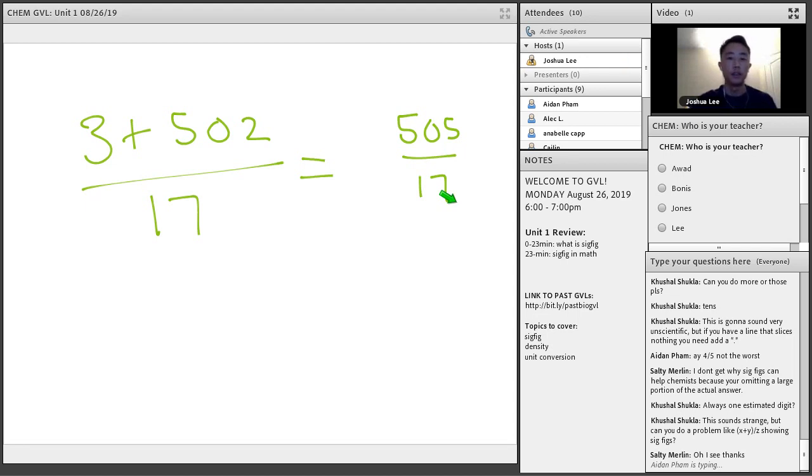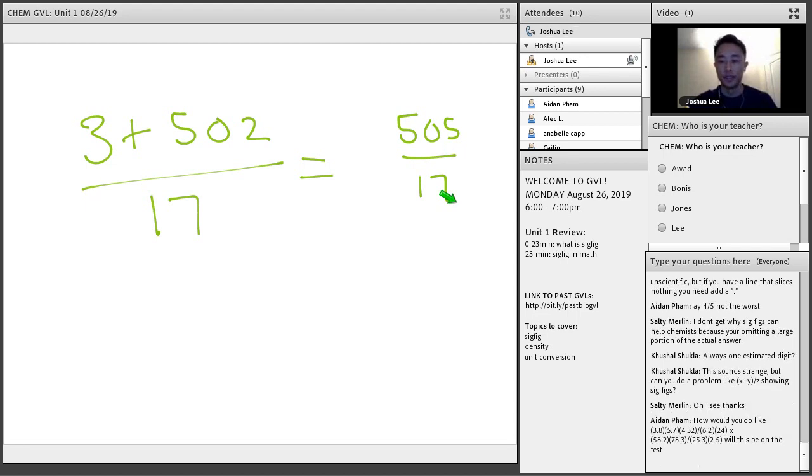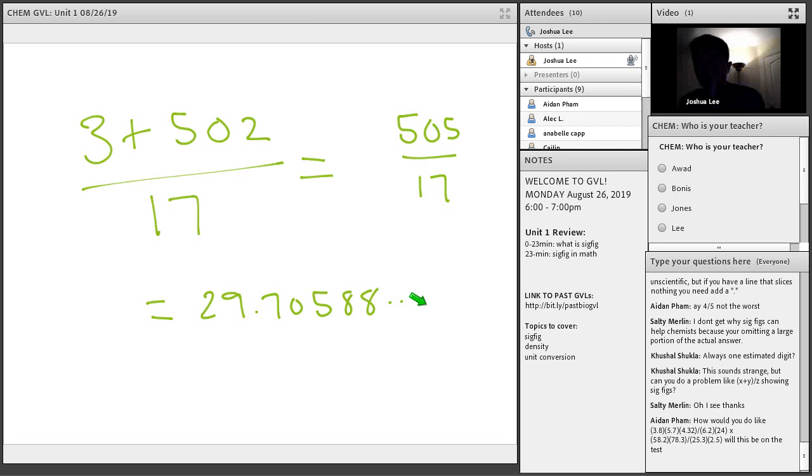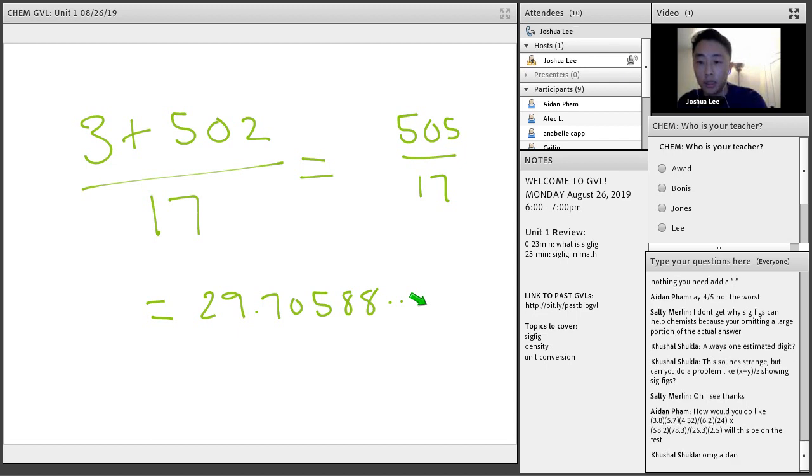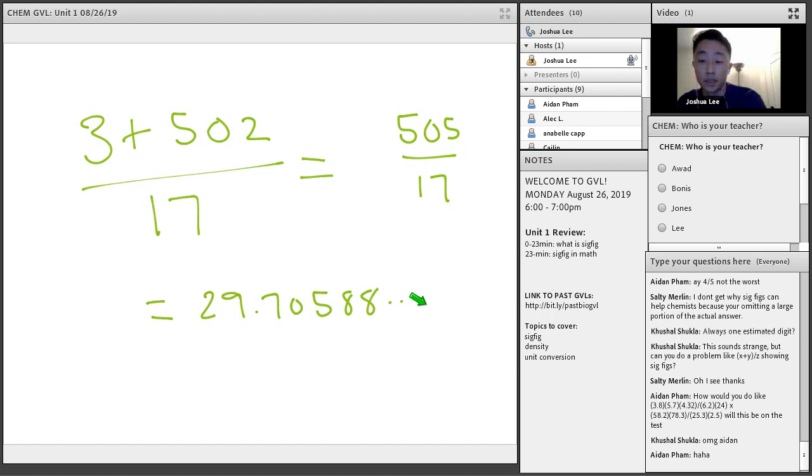505 divided by 17, we would get, how would you do that? Well, this could be on the test, because you should be able to do all types of math with sig figs. But let's do this smaller example first. Looking at Aiden's problem real quick, 2 sig figs, 2, 3, 2, 2, 3, 3, 3, 2. Aiden's answer would only have 2 sig figs, because all you did was multiply and divide. You just count the one with the lowest number of sig figs.